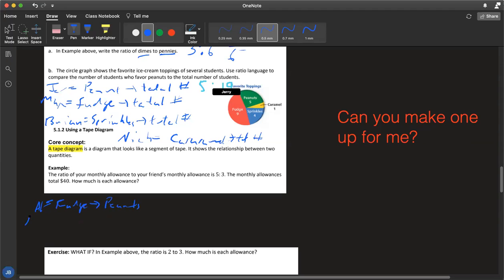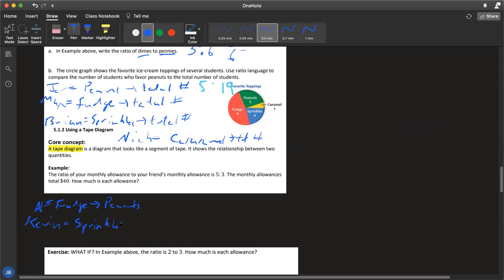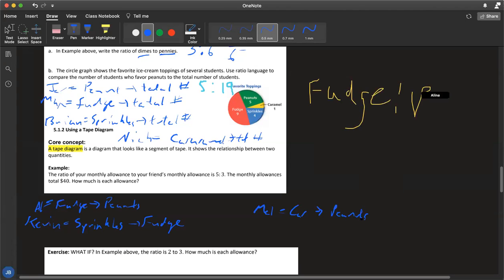Kevin, we'll give you the sprinkles to fudge ratio. And then Melissa, we'll do the caramel to peanuts ratio. And then Amber, you can do the opposite. We'll go peanuts to caramel.